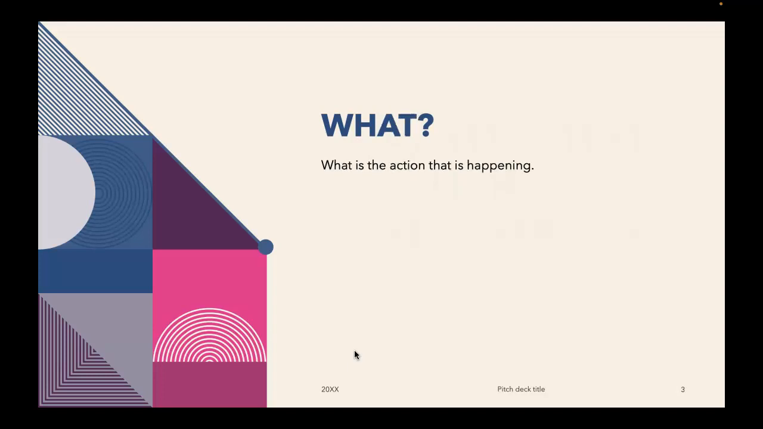What means what is the action that is happening? What is that person doing? Where means where is the place that the writing takes place? Where is that person doing what they're doing?